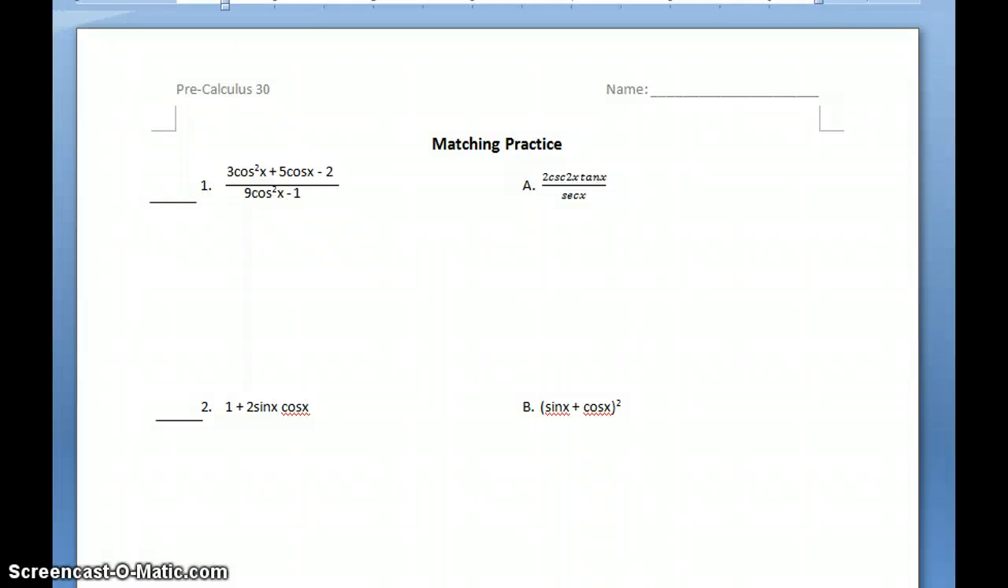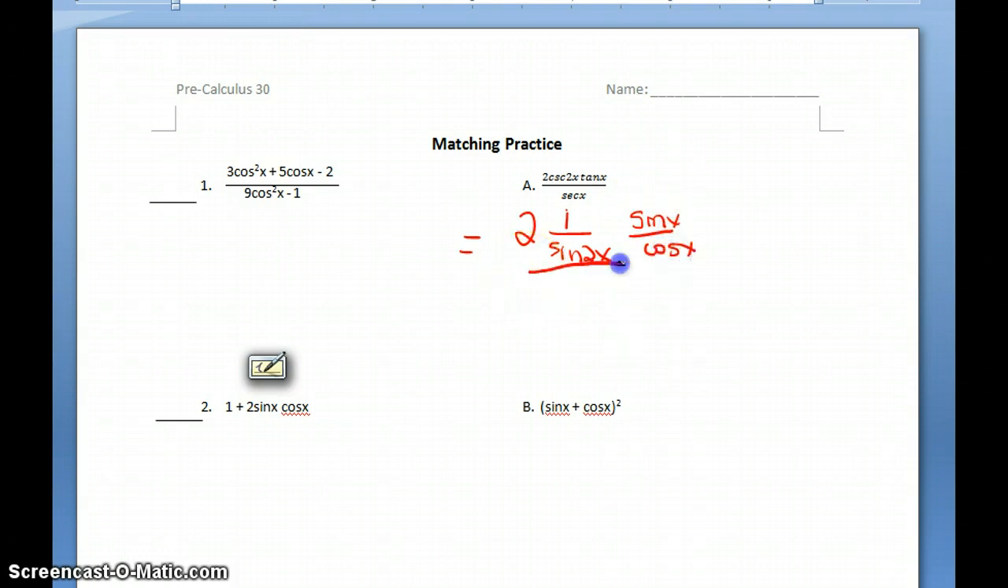Okay, so for A here, another one of those strategies is to use it in terms of sine and cosine. So let's start off by rewriting all of this in terms of sine and cosine. We have 2 times cosecant 2x. Remember, cosecant is the inverse of sine, so we have sine of 2x. Then tan x can be rewritten, that's one of those quotient identities, as sine of x divided by cosine of x. That is all divided by secant of x, the reciprocal identity for cosine, so it'll be 1 over cosine of x.